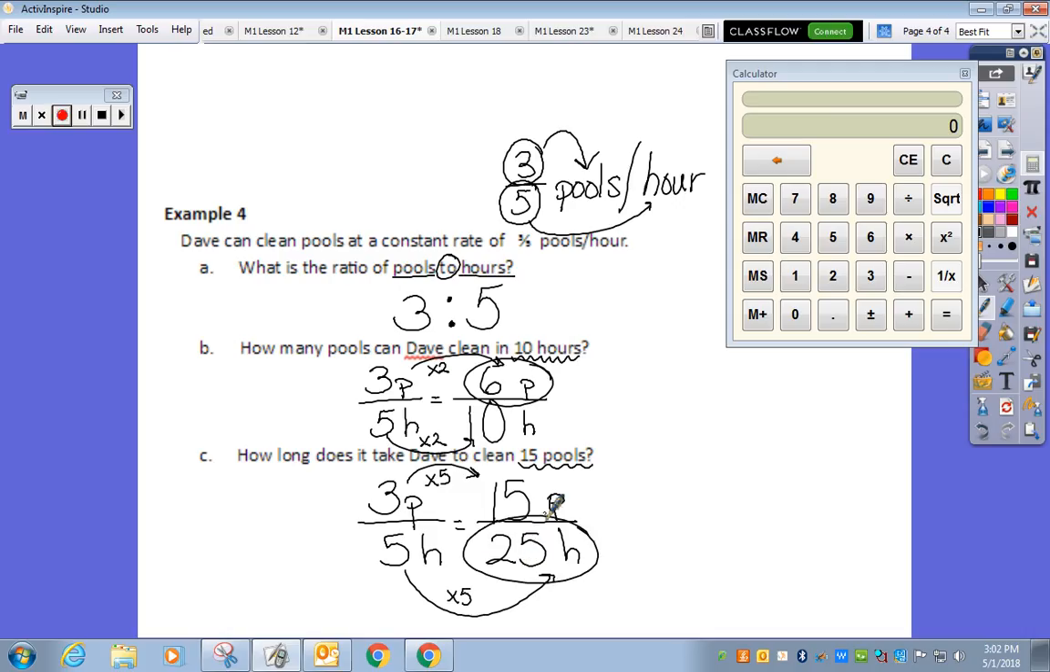It's super important in these types of problems, if you're using equal fractions, to make sure you're labeling so that you're not putting your extra information in the wrong place. Okay, so make sure you're labeling your equal fractions.